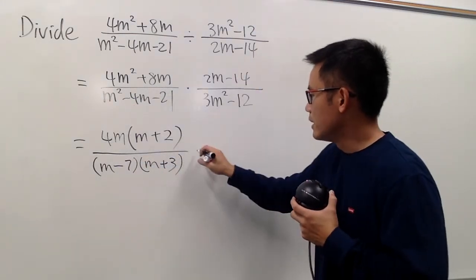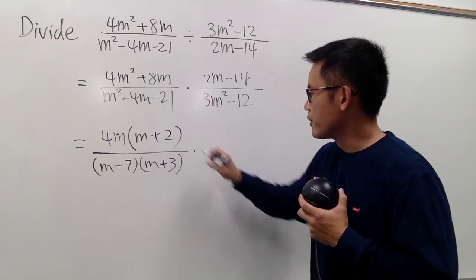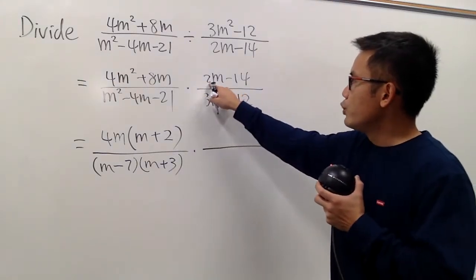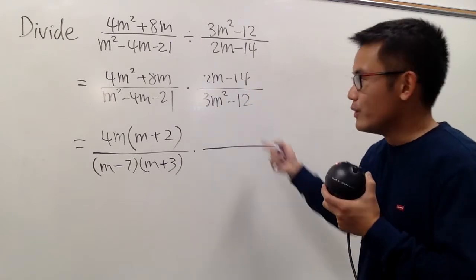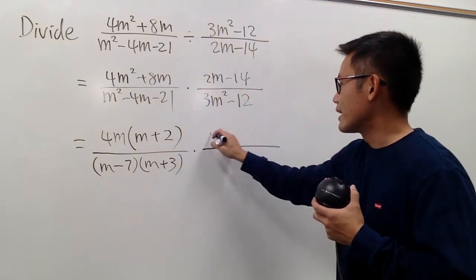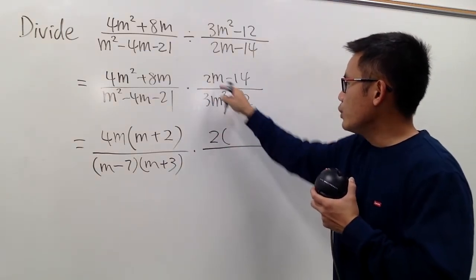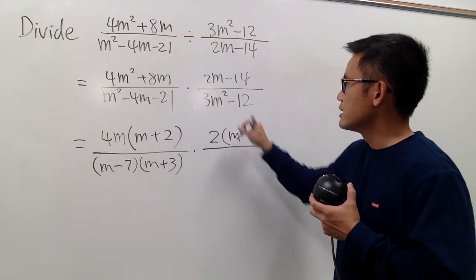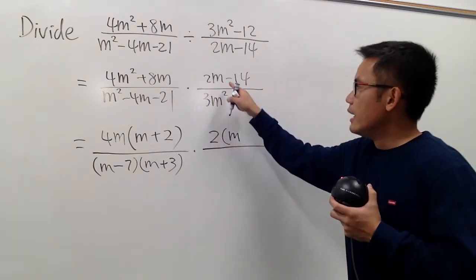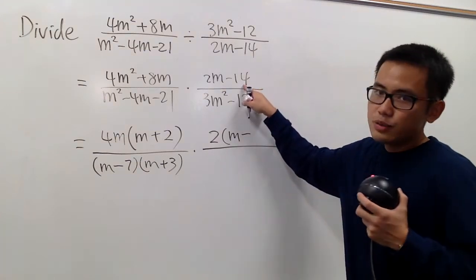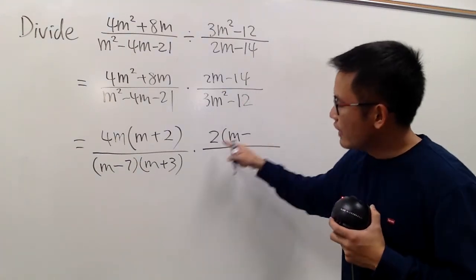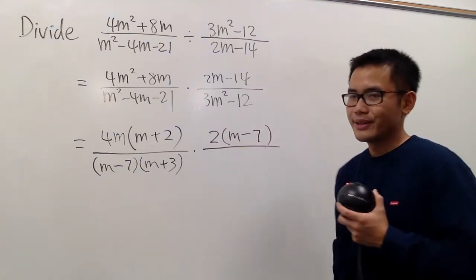Next, we'll factor this. And let's put on the multiplication symbol first. We have 2m minus 14. Notice that we can just factor out the 2, so we'll do that. So factor out 2. And we will have m right here because the 2 was out already. And bring down the minus. And this was originally 14. Divided by 2, we have the 7 here, okay?